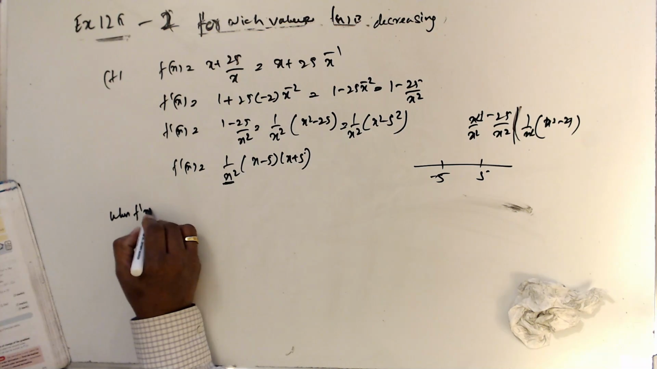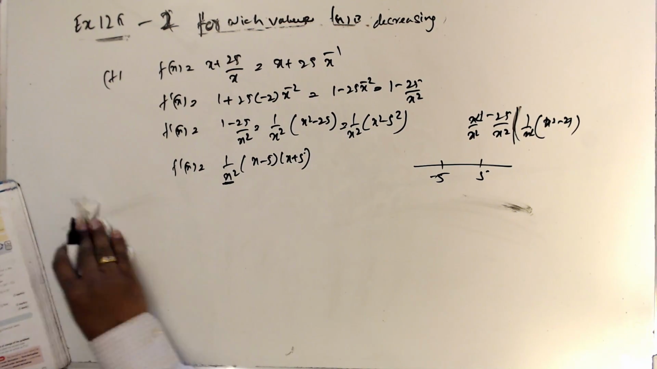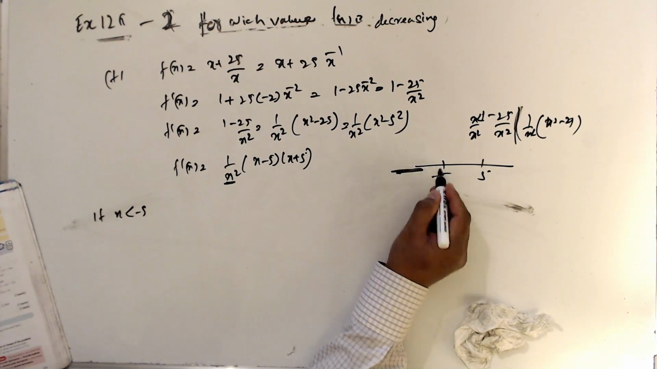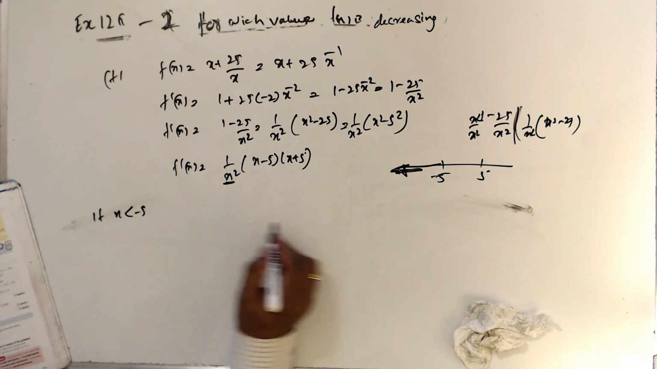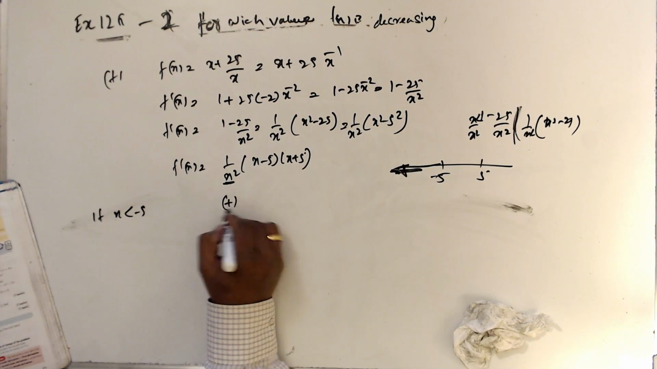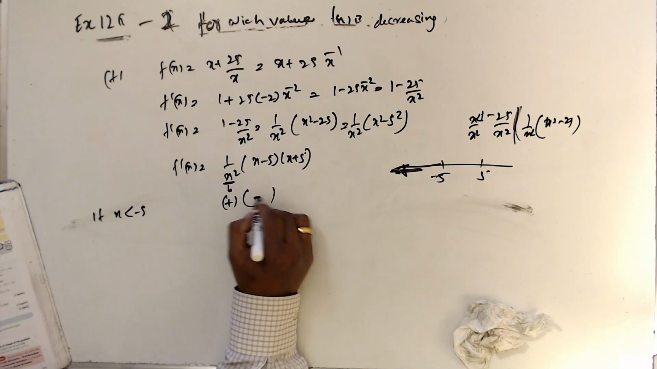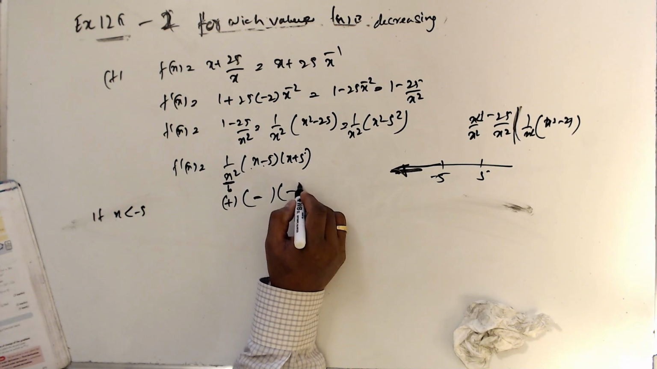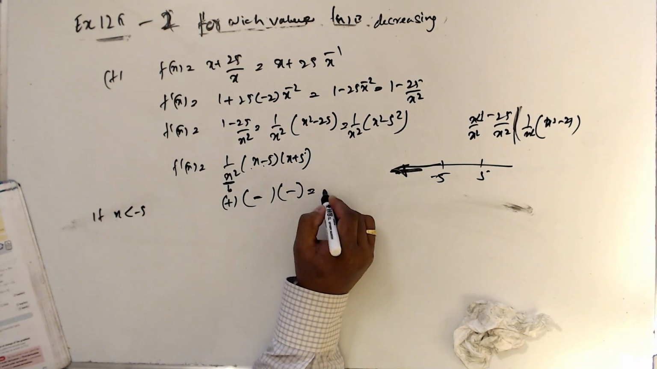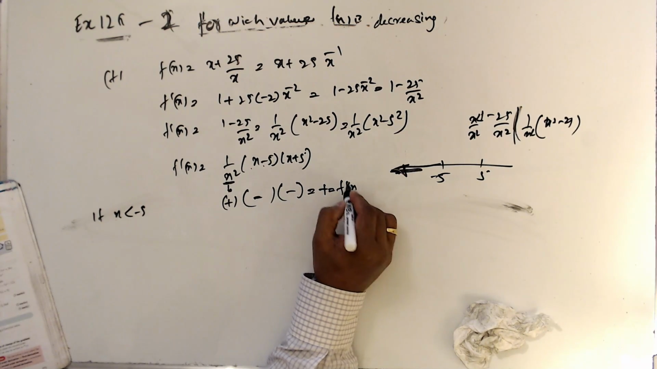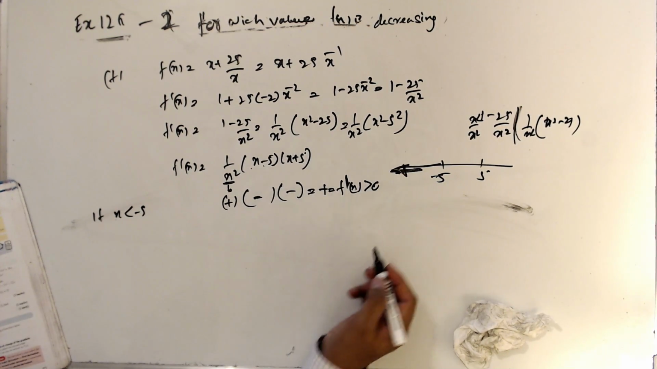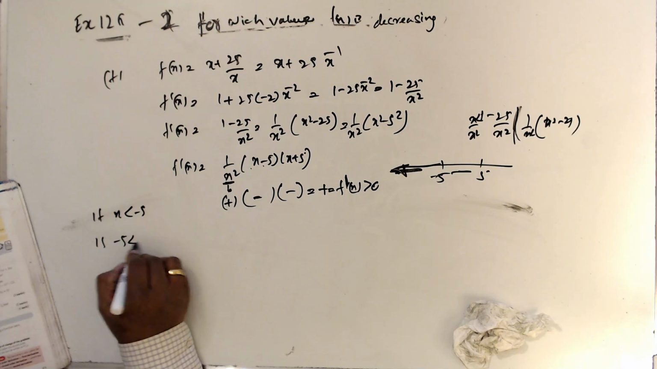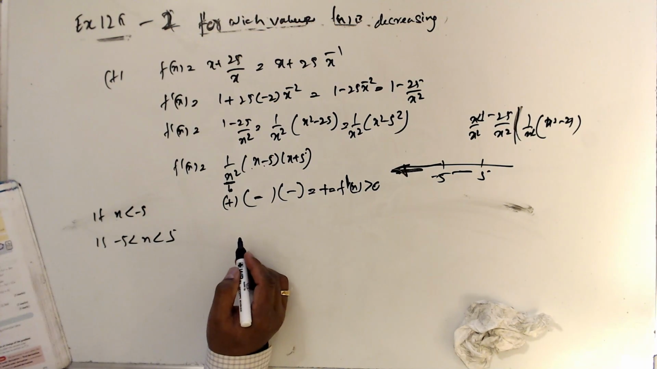When x is less than minus 5, somewhere here, let's say minus 10, this value is always positive. This one is negative: minus 10 minus 5 is minus 15. Minus 10 plus 5 is still negative, and negative times negative is positive. So f dash x is greater than 0. Then this area, if x is between minus 5 and 5, what is the number?